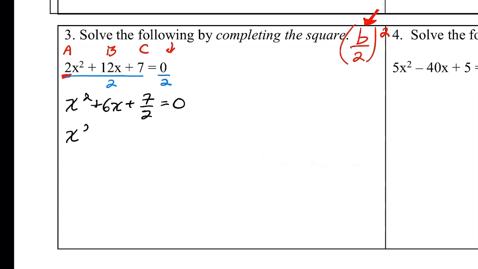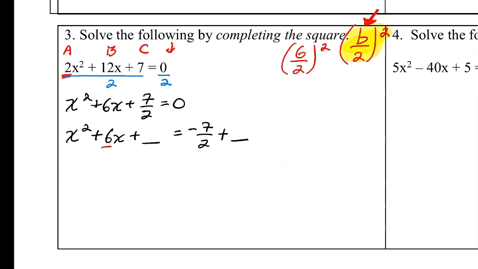So what I mean is this. I like to write it as x squared plus 6x plus blank equals negative 7 over 2 plus blank. Make sure you put the plus blank on both sides. And the blank is going to be the value we get when we use this completing the square formula. So our b value is 6, so we have (6 over 2) squared. That would be 3 squared, so 9 is the amount that we're going to be adding to both sides. And then we can factor the left side. x squared plus 6x plus 9 is a perfect square trinomial.